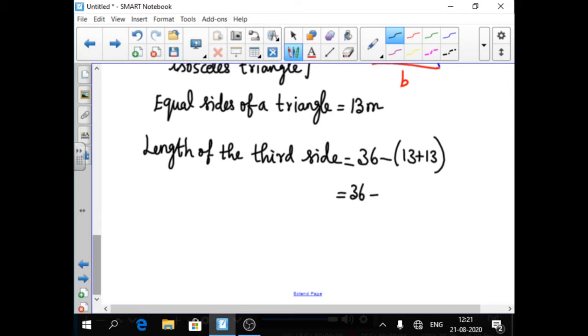36 minus 13 plus 13, 26. Okay, so 36 minus 26 means, subtract, we will get 10 centimeter. So the length of the third side is 10 centimeter.